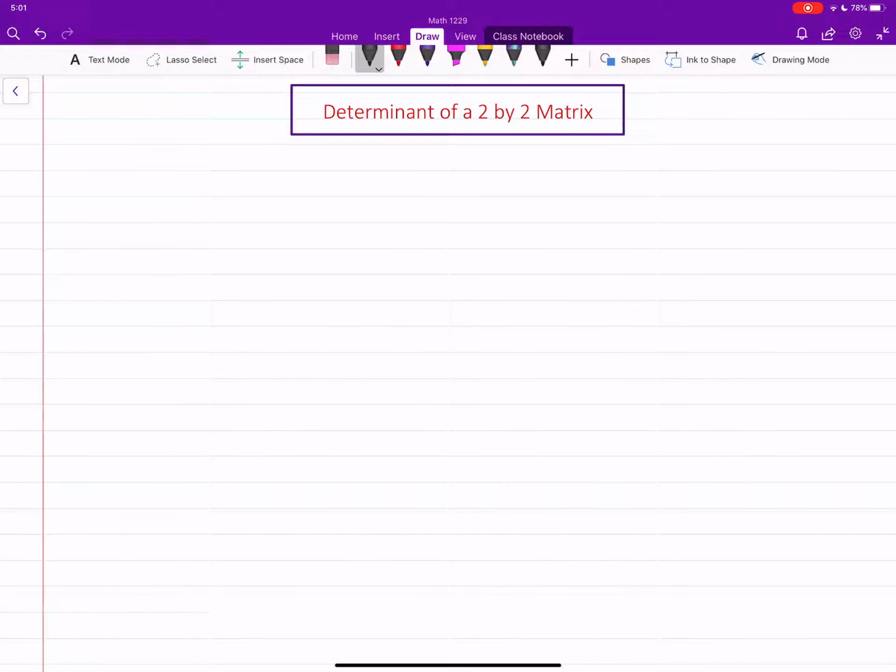Hi, in this video we will introduce the notion of determinant for square matrices, and in particular we will see how to compute this determinant for 1 by 1 and 2 by 2 matrices.